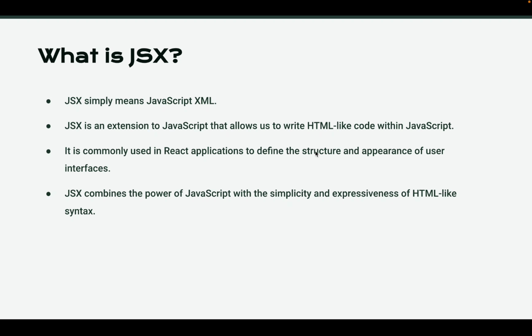So what is JSX? JSX simply means JavaScript XML and is an extension that allows us to write HTML-like code within JavaScript. It's commonly used in React applications to define the structure and appearance of the user interface. Now, JSX combines the power of JavaScript with the simplicity and expressiveness of HTML-like syntax. So it's easy for you to pick up React having learned HTML.